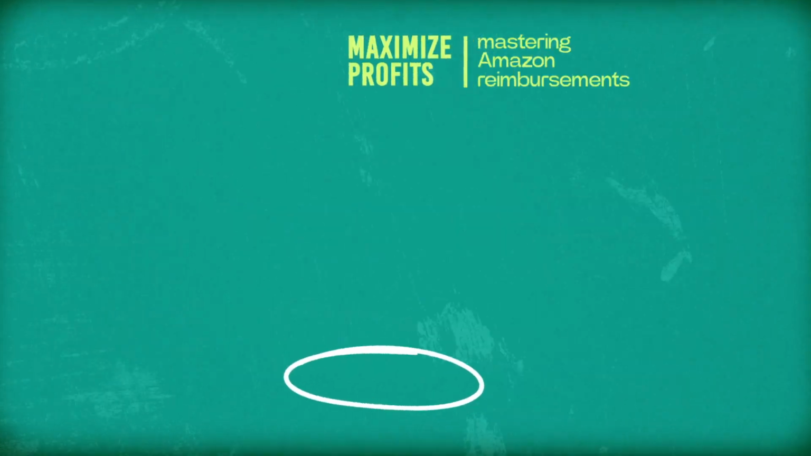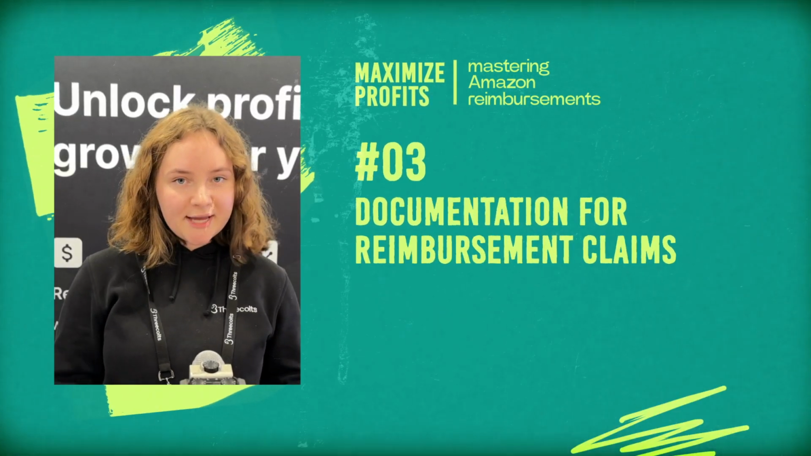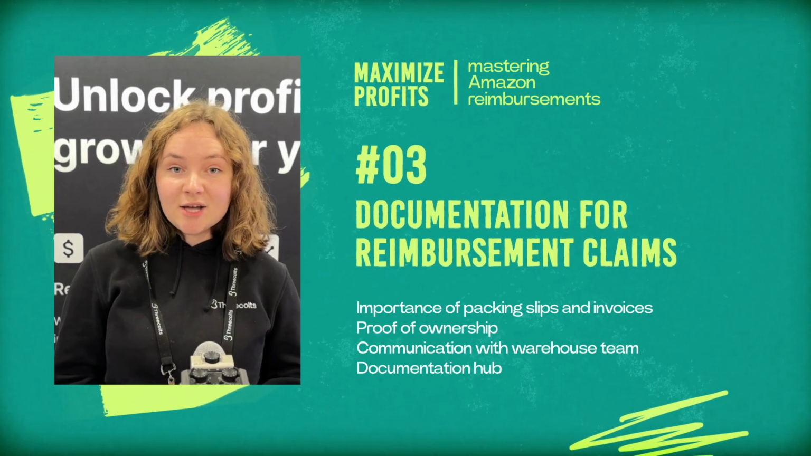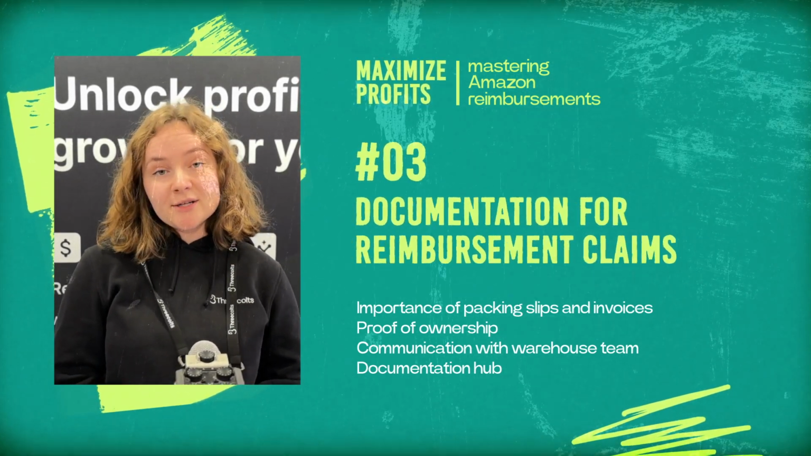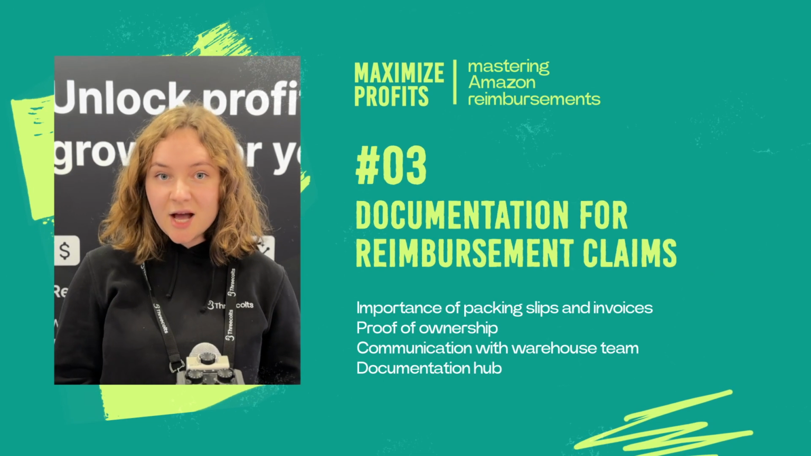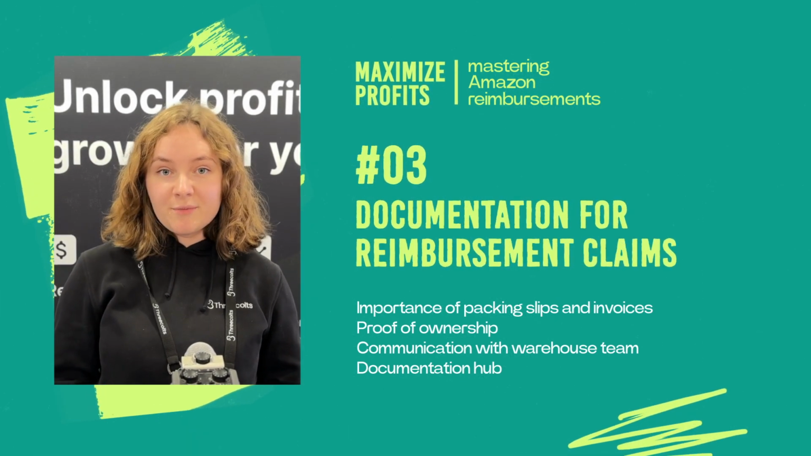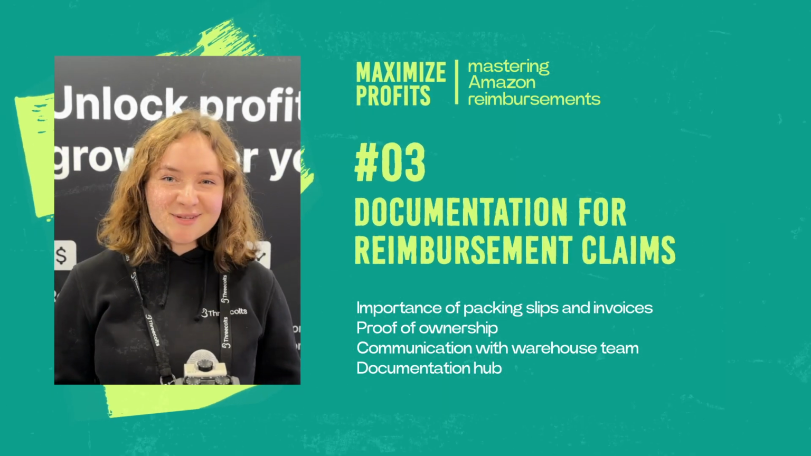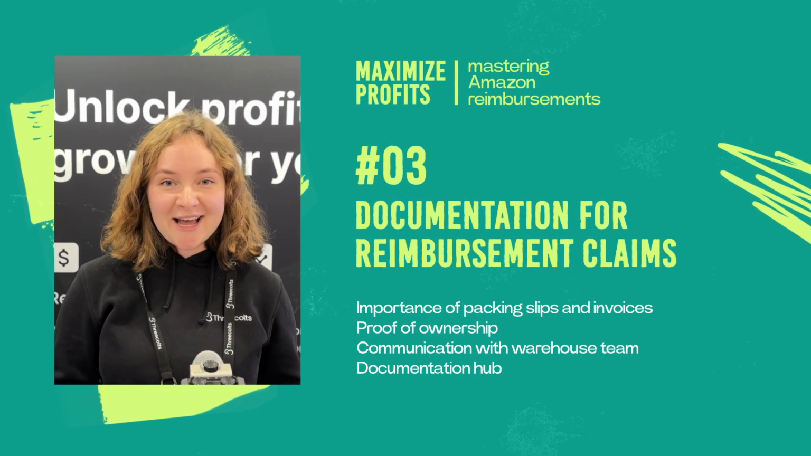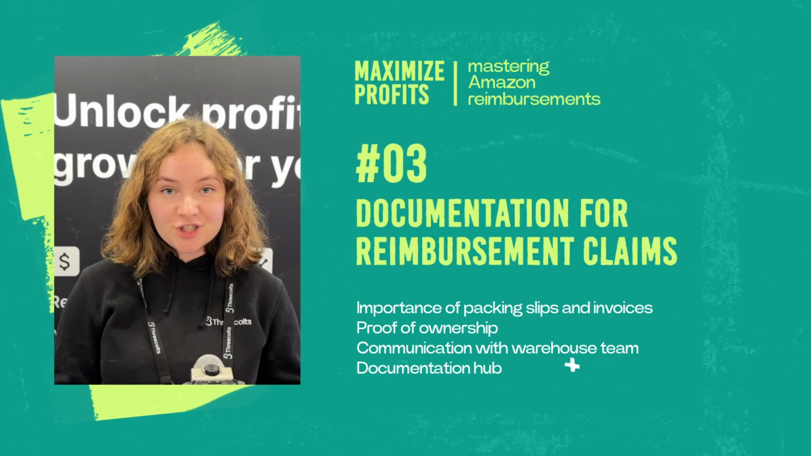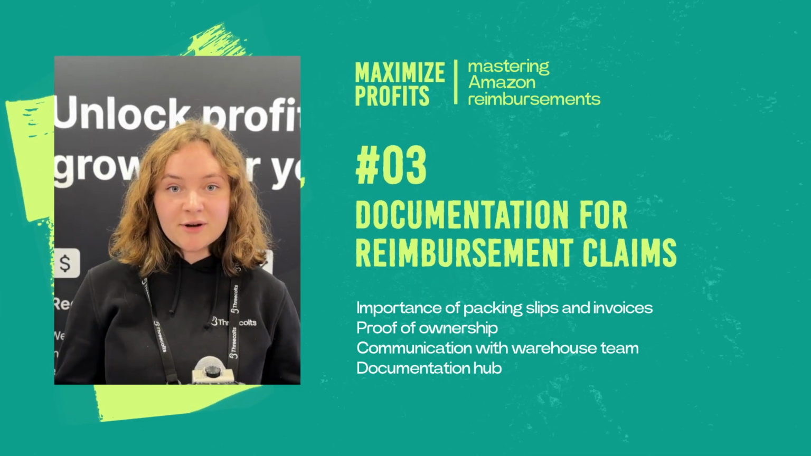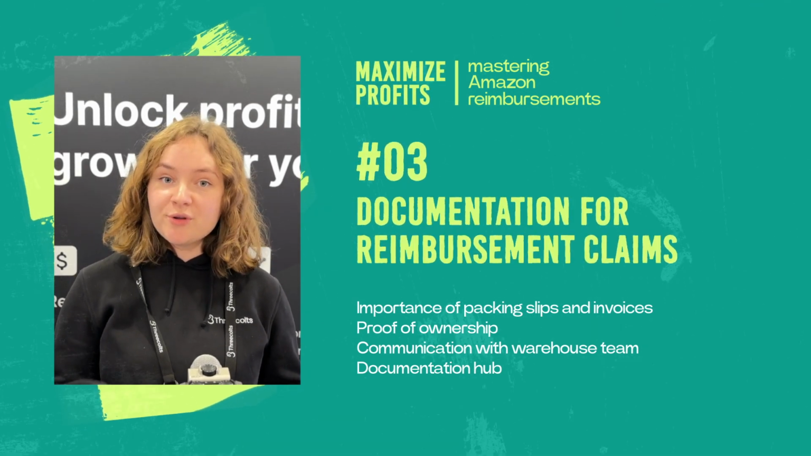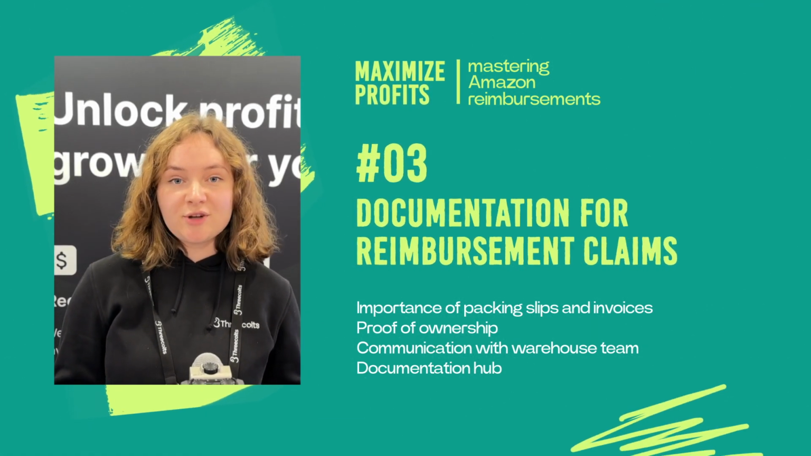remeasurements in. Another tip that I would say sellers benefit the most from is having good documentation of your shipments. Packing slips and invoices are required documents when it comes to inbound shipments. Without those, it's very difficult to get reimbursement from Amazon, as we don't have proof of ownership of those units. So definitely keep those documents and make sure that your warehouse team has clear communication on how they can send them to you. We also have a documentation hub where you or any one of your team members can upload those documents for the particular shipments with discrepancies.